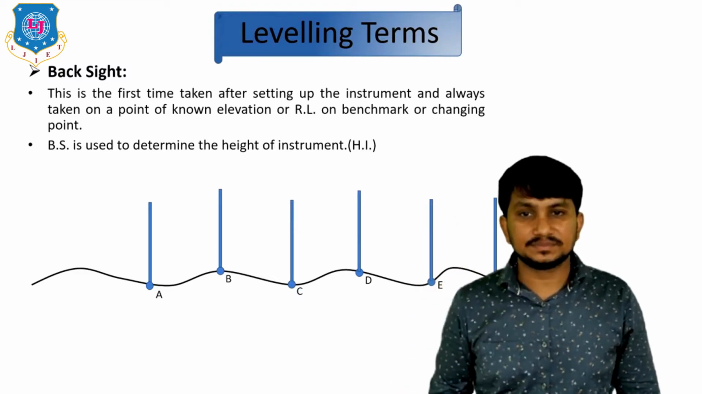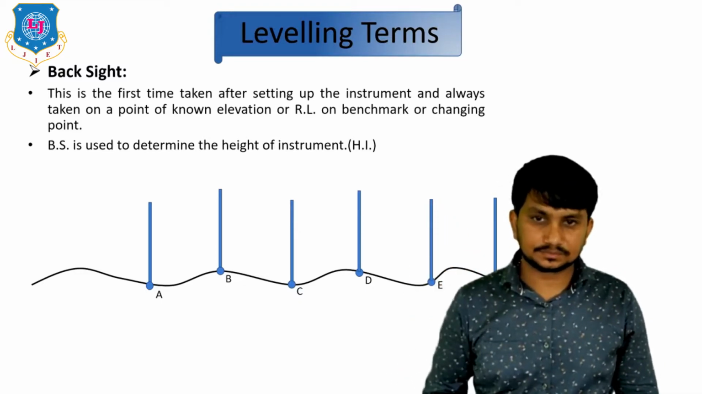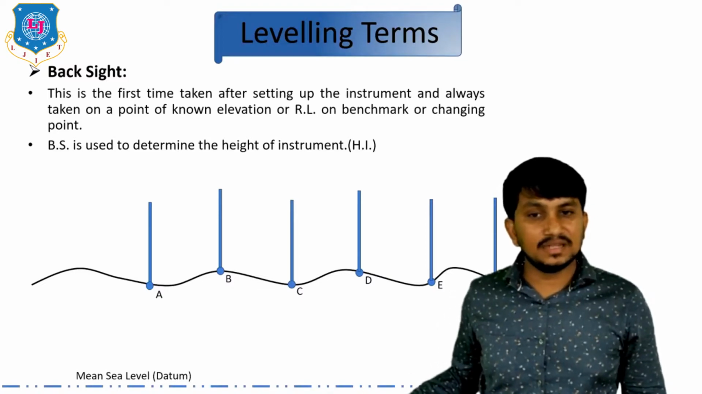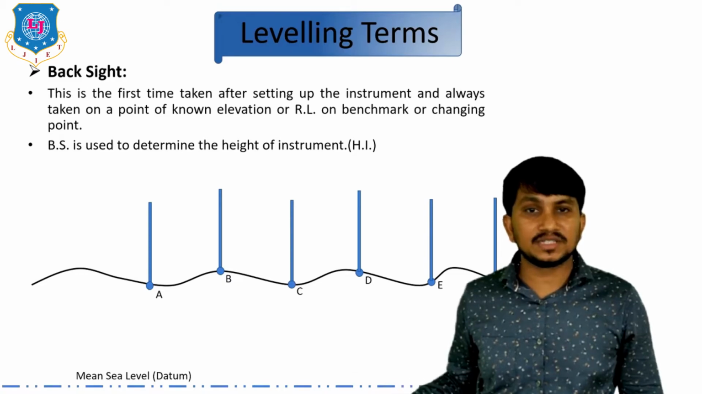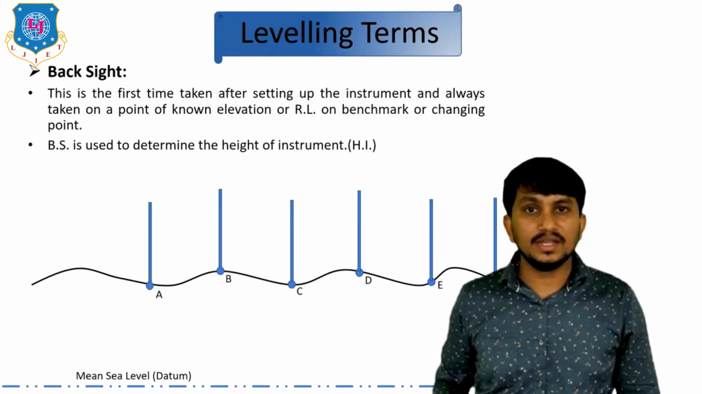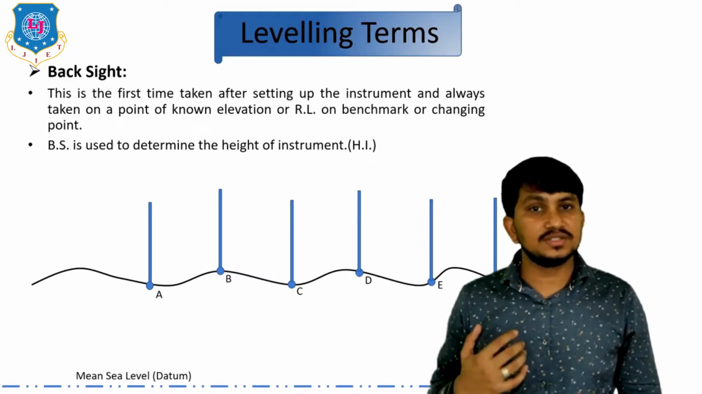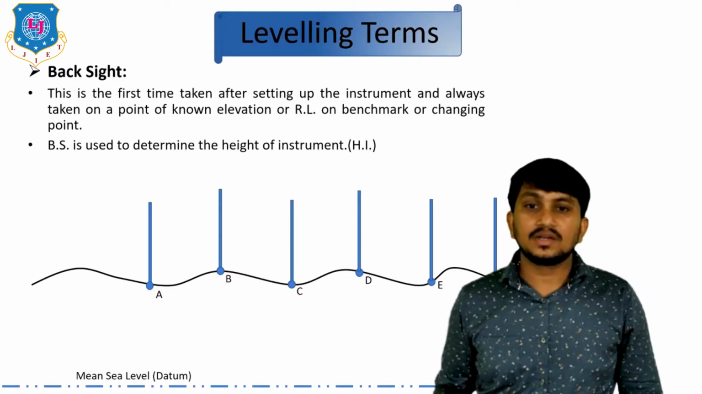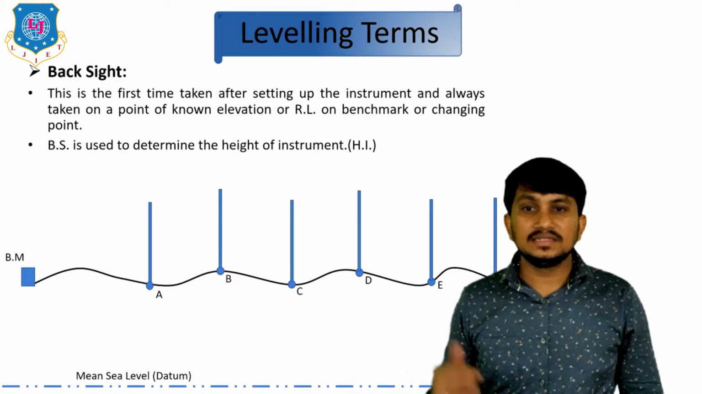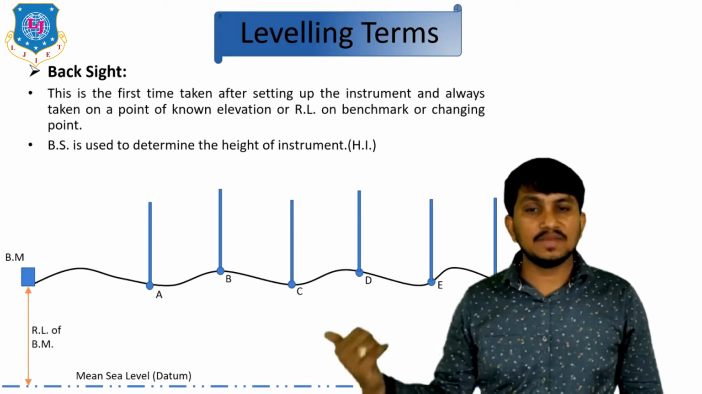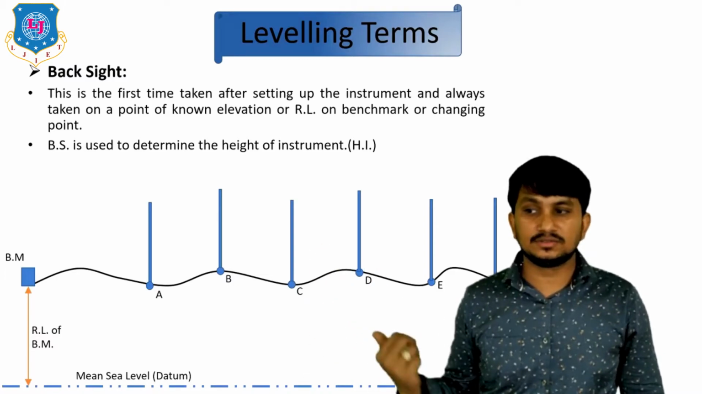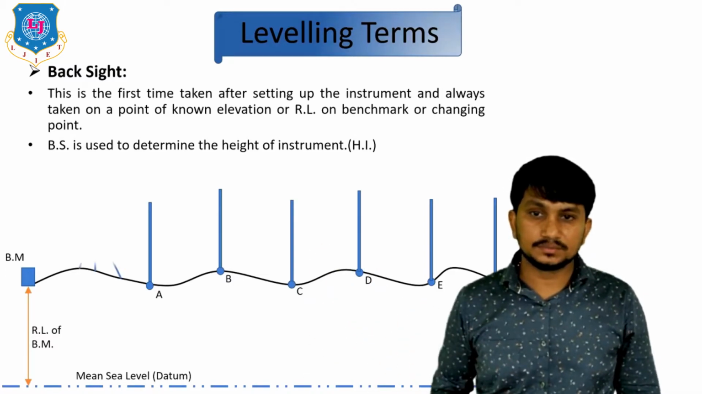Next is backsight. For understanding backsight, first of all, we have to understand this is the mean sea level. What is mean sea level? This is an average height of sea. What is datum? We have just discussed before this topic. It is the level surface whose elevation is known. It is called datum. So this is our reference plane. This is the benchmark. This is the RL of benchmark. The vertical distance from datum to this point is called RL, so this is the RL of benchmark.